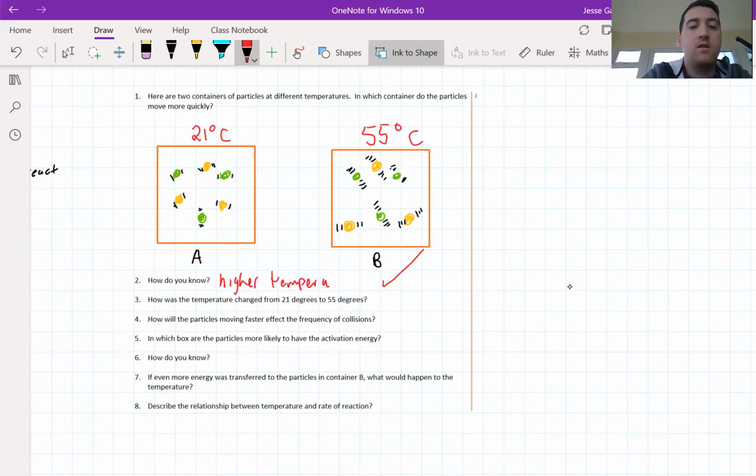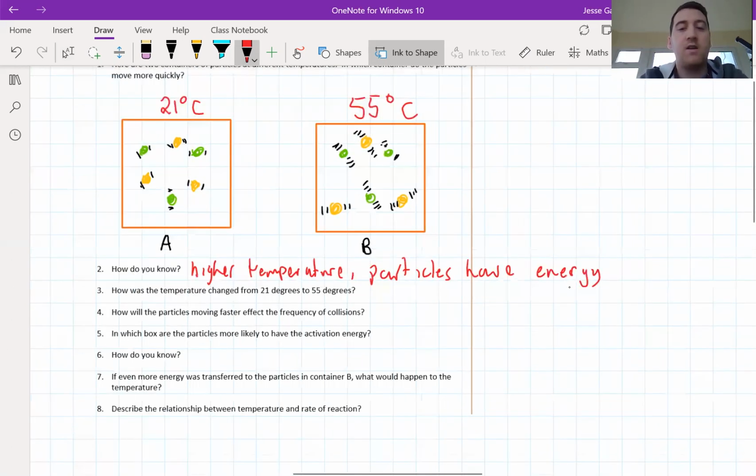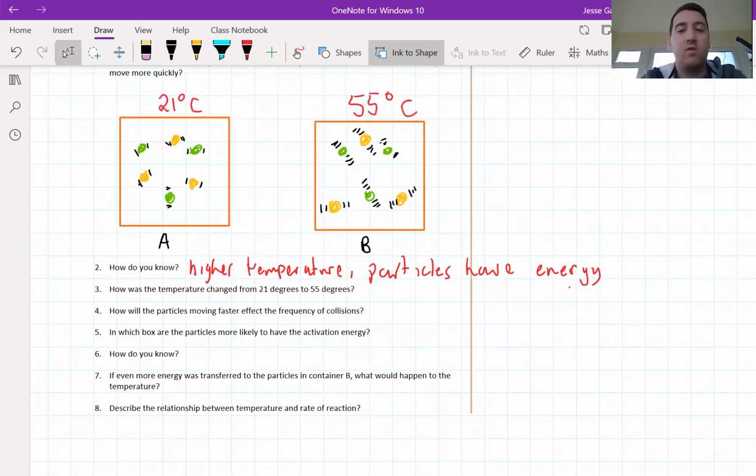What does that mean? It's not enough to just say higher temperature. Why does that make them move faster? Higher temperature means the particles have more energy, and if they have more energy, then they're going to move faster. So higher temperature means particles have more energy. I'm only giving you the stuff you must have in your answer. You should have a full sentence, but it should include these things, so make sure you do include them.